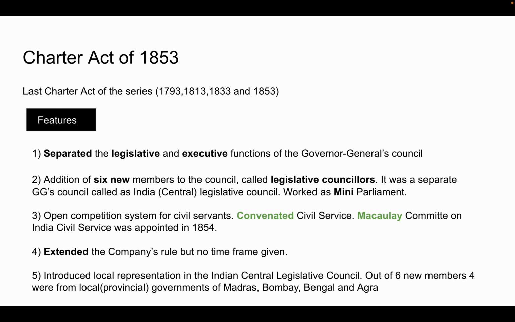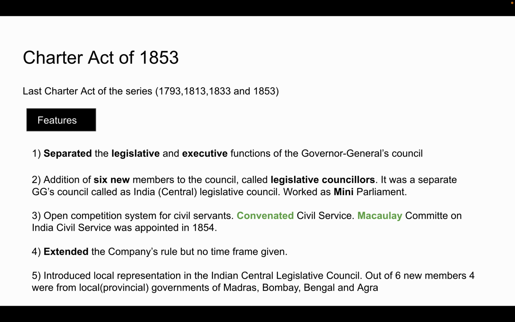And then the fifth feature of the Act was that it introduced local representation in the Indian Central Legislative Council. And if you remember, out of 6 new members, 4 members were from the local governments of Madras, Bombay, Bengal and Agra. So with this, we come to the end of the company rule.